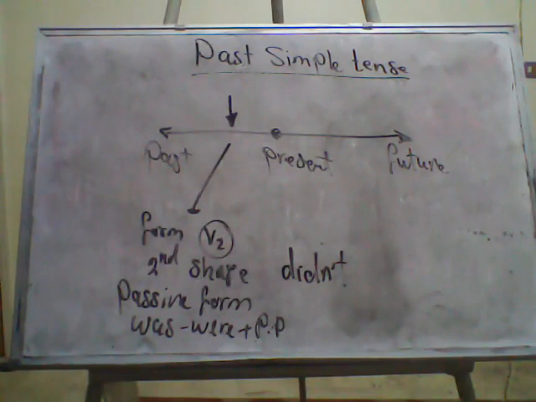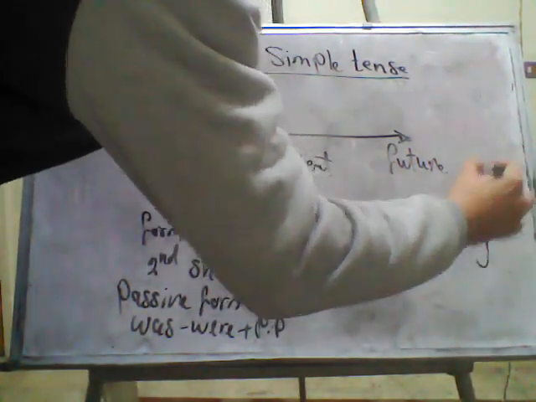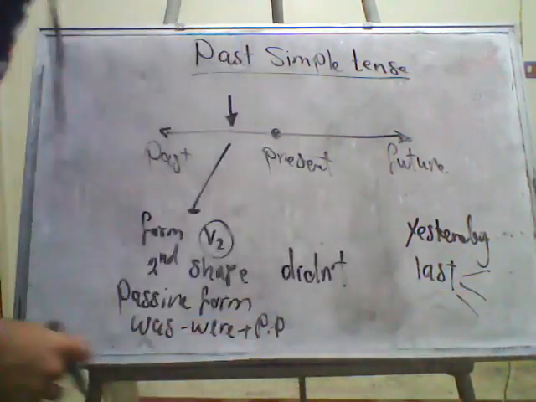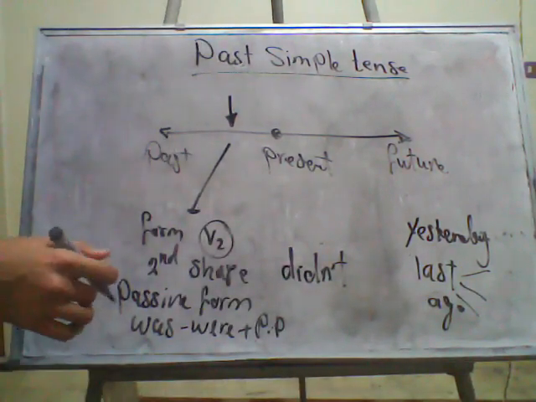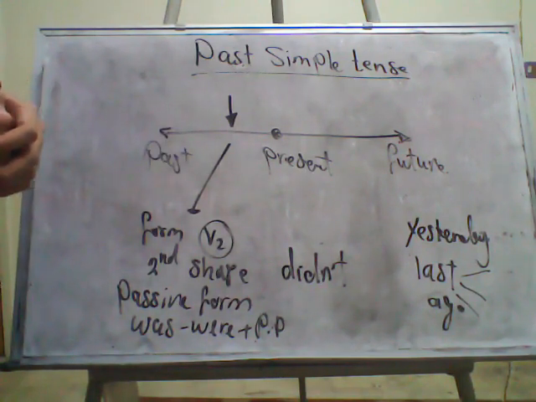Okay. One more thing, we have some time expressions to refer to the past simple, like the word yesterday, last, and after last put your time, or the word ago at the end of the sentence, or mention any time but in the past, like 2019, 2018, like this. I'm going to move to past perfect.